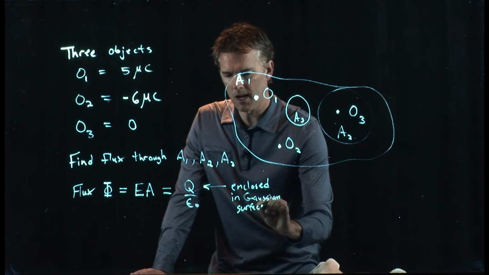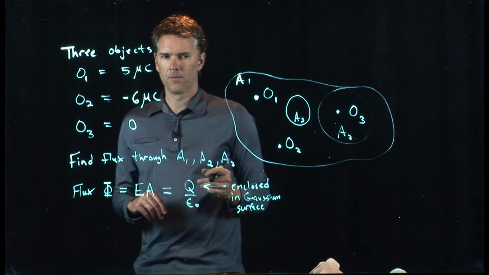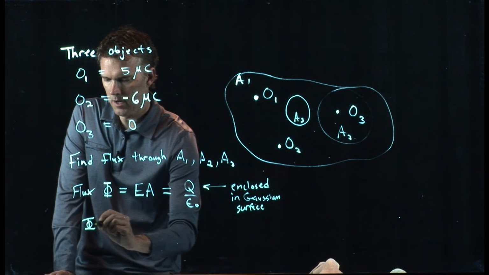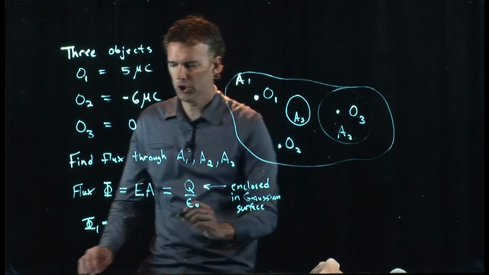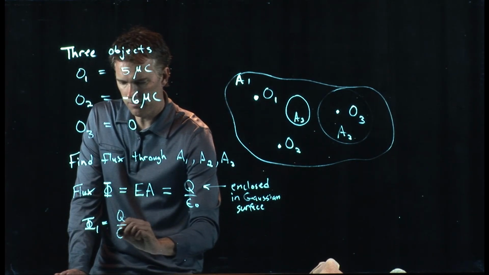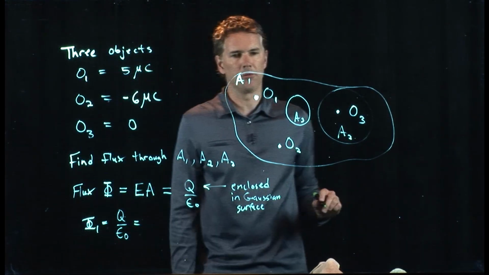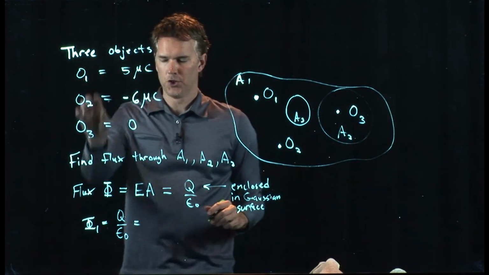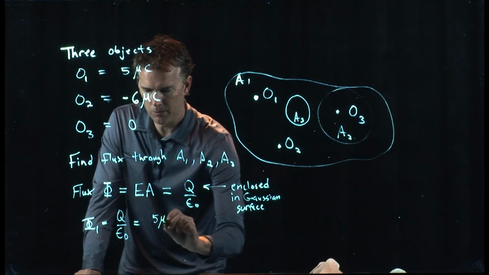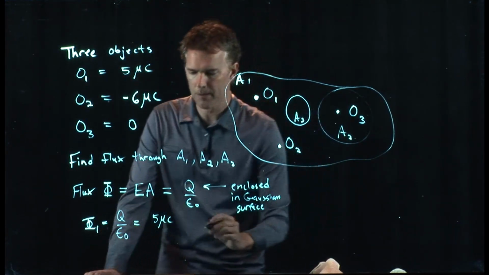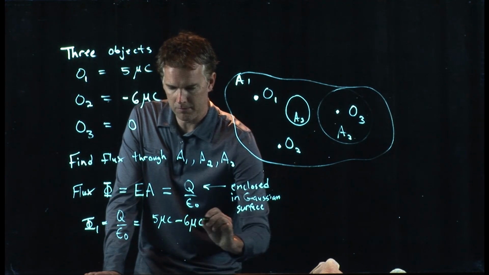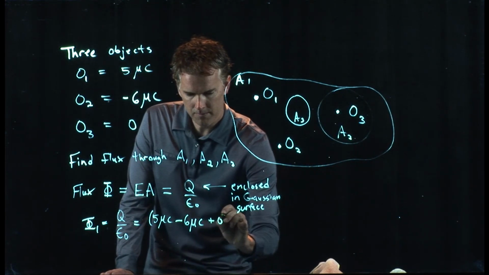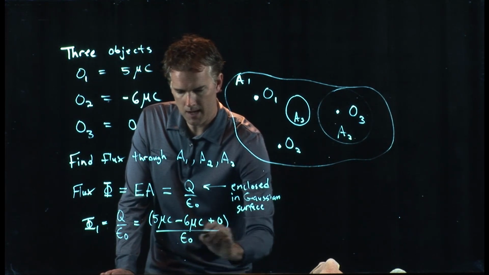Okay, what is inside that closed surface? Okay, so area 1, phi 1 is just going to be how much charge is there inside area 1 divided by epsilon naught. Area 1 covers everything. So that's going to be the charge of object 1, 5 microcoulombs, plus the charge of object 2, minus 6 microcoulombs, plus the charge of object 3, which we said was 0. All of that over epsilon naught.